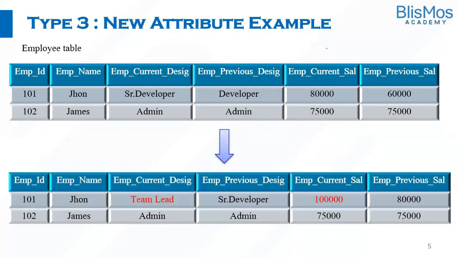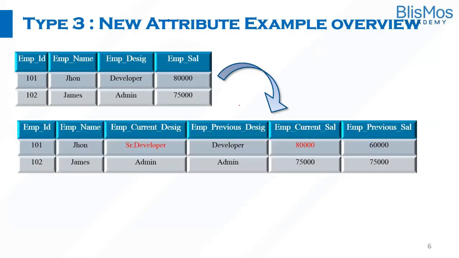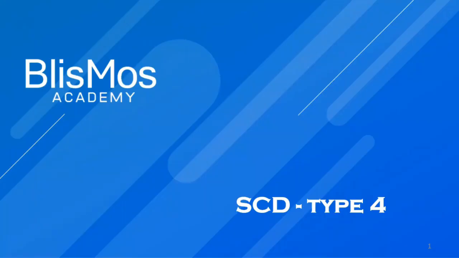In this case, John has become a team lead now. So the way we can do it is, you can say employee current designation is team lead, and with that salary also increasing. So whenever there is a change, we'll add a new attribute to track the change. If you look at all these things in entirety, this whole table has been changed into this table where employee current salary is there, and also we'll have the change here where employee current designation is there.